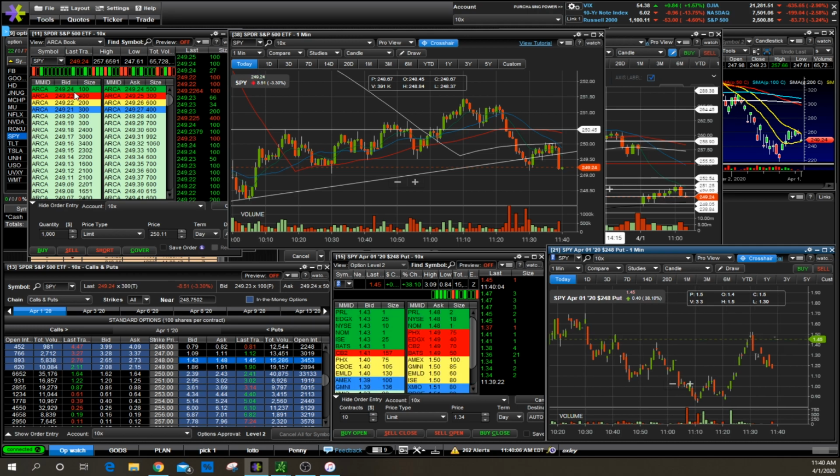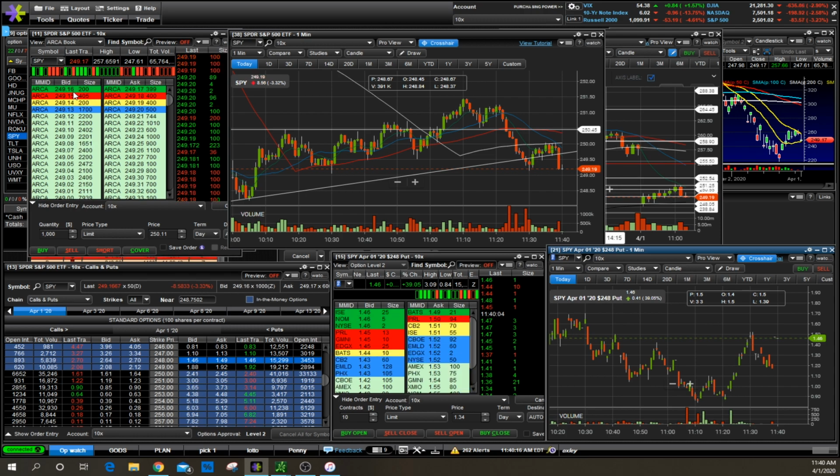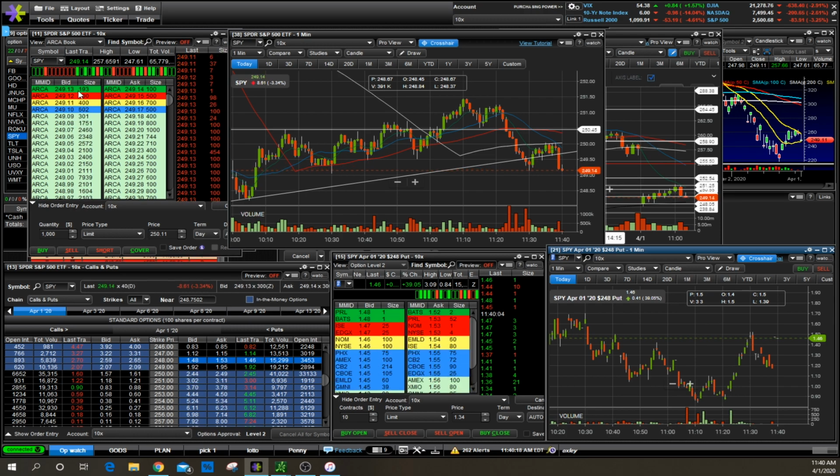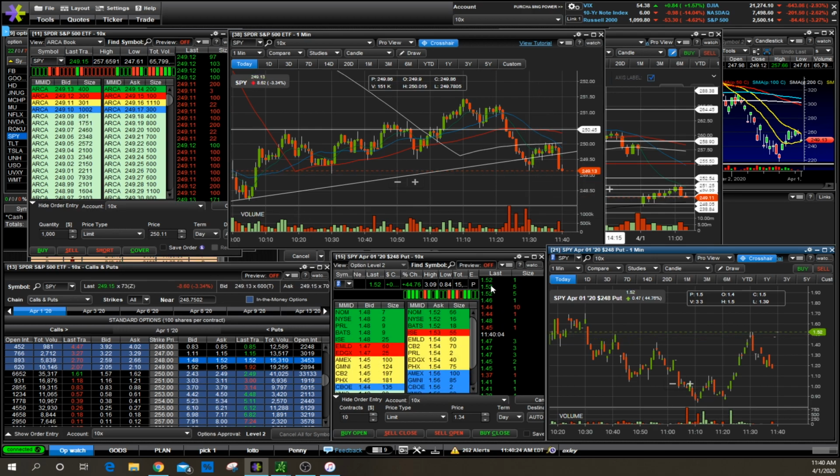Back up. Watching this level 2 at the bids and the ask. You want to see buyers here trying to hold this up, or you're going to see sellers come in here. 13 broke it. Broke the low. Puts. See how fast those puts went up? With this volatility.